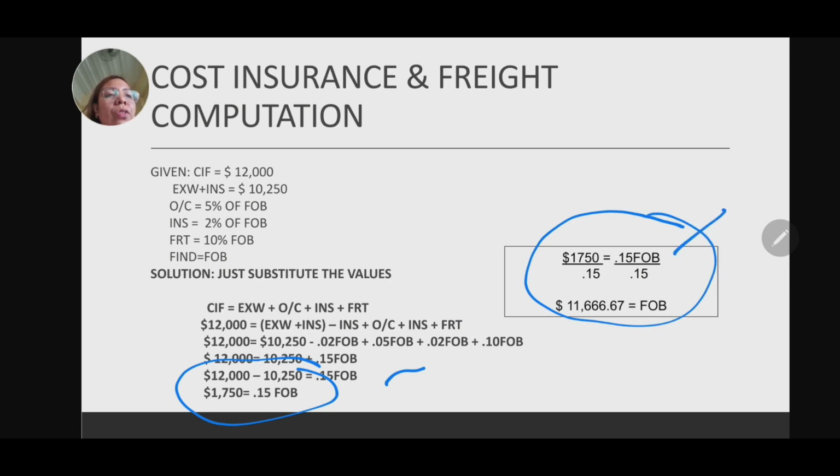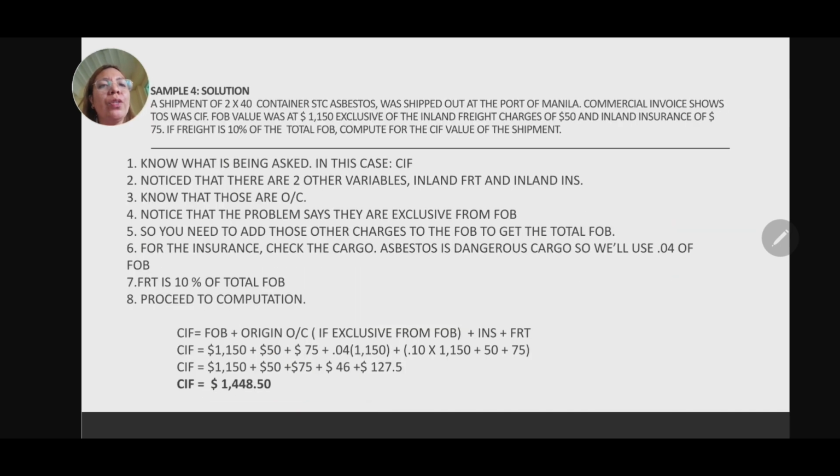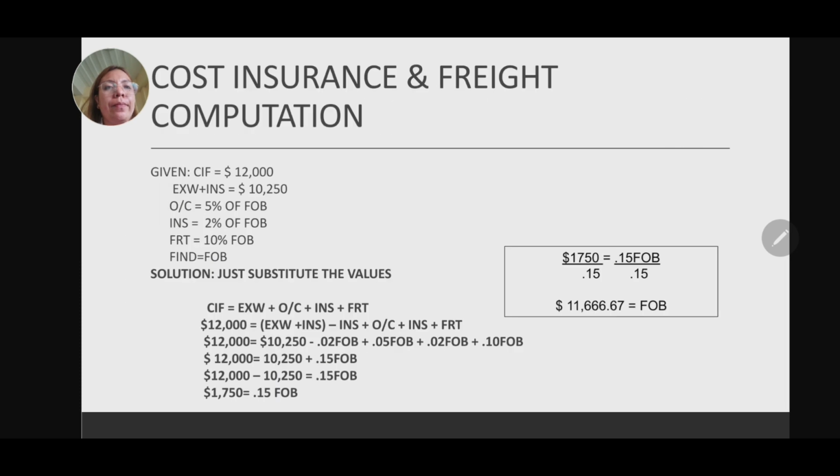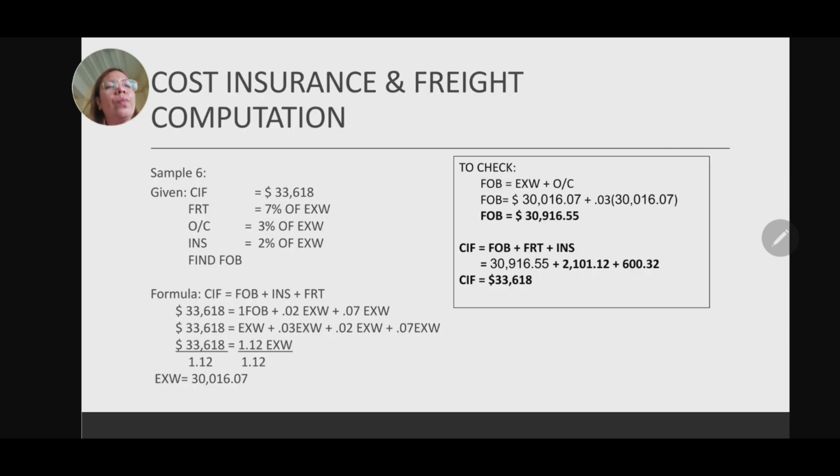Okay, and then you just need to divide 1750 by 0.15 to get the value of the FOB, which is 11,666.67. Okay, so that is how you're going to compute for this kind of problem. So again, we just need to substitute the values. Okay. Let us now proceed to our last sample problem.